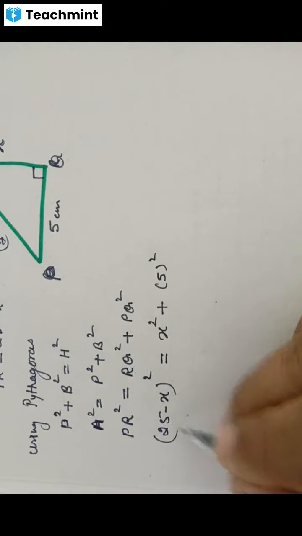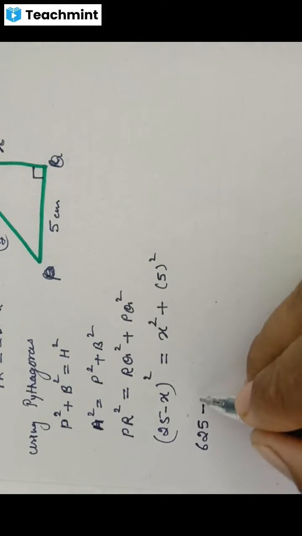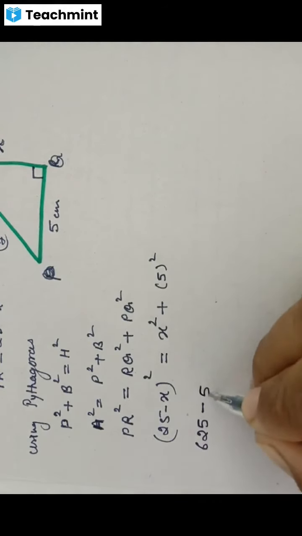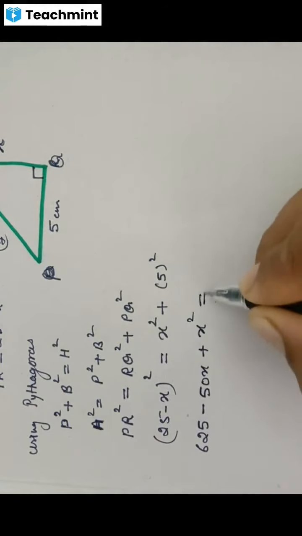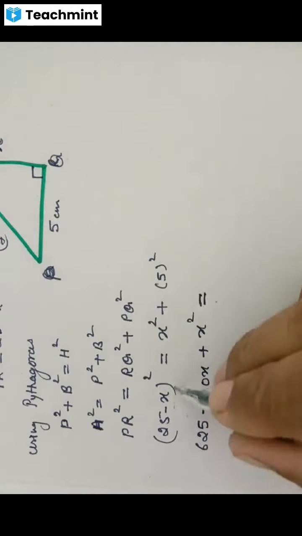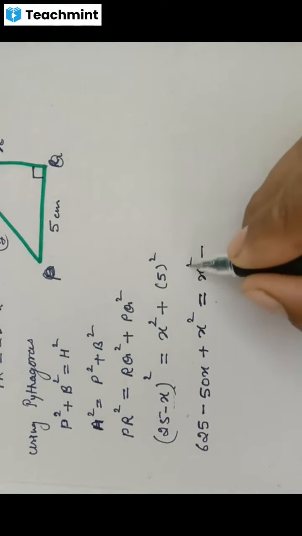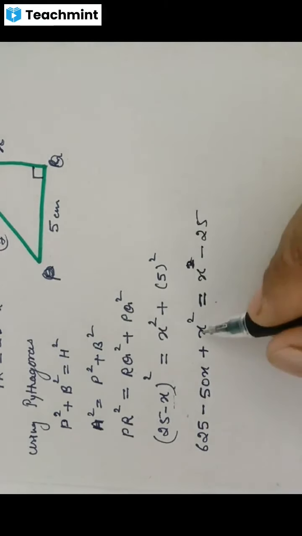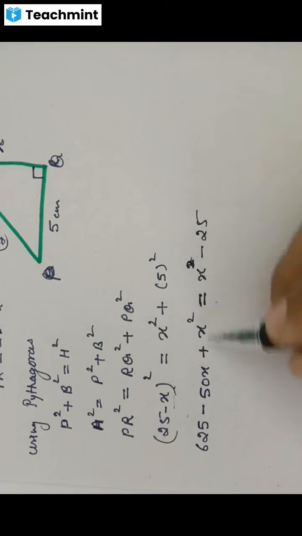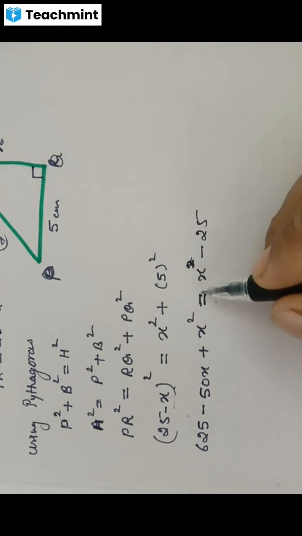If 25 squared is 625, it is 625. a squared minus 2ab, so 2ab means 2 times 25 times x is 50x, plus b squared means x squared, which is equal to this, (a minus b) whole squared. Now, x squared will remain x squared, and 5 squared is equal to 25. Now you can observe that both sides have positive x squared, so it will be cancelled.